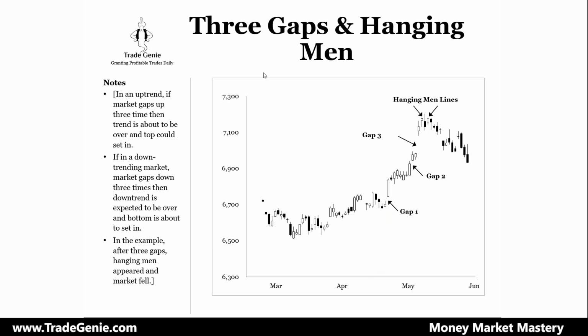Here's another example of three gaps and a hanging man. So here's the first gap. This gap occurred away from the zone. Whenever a gap occurs away from the zone and you cannot time your entry, you just get in. If you plan to buy 500 shares, you just buy 50 shares and you say, okay, I'll see what happens.